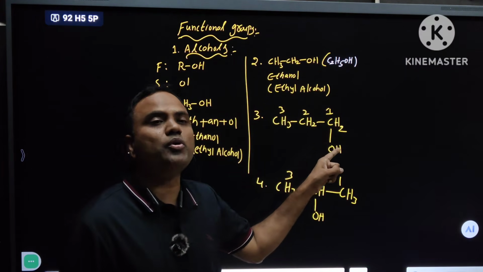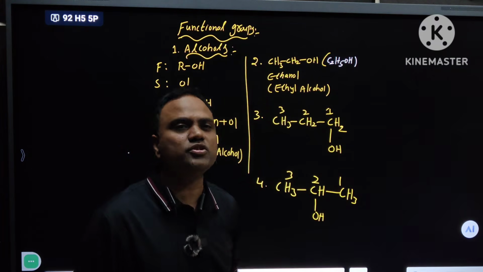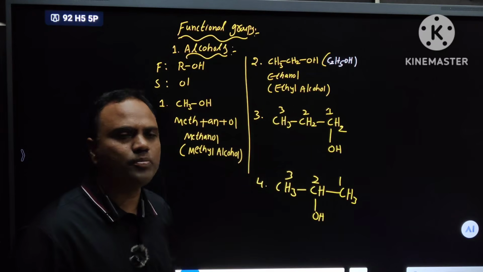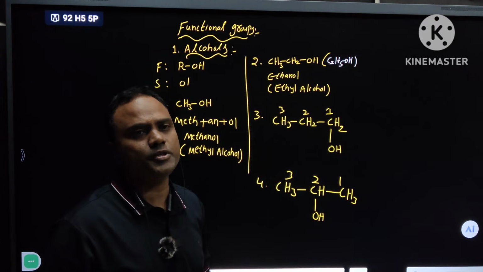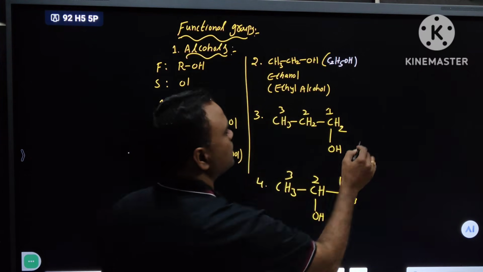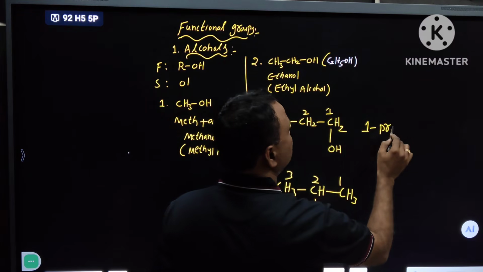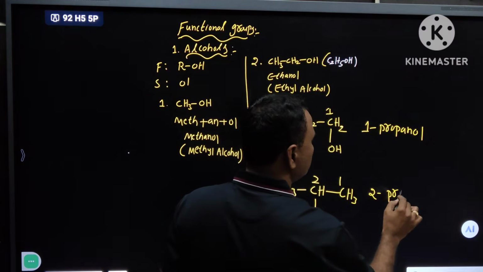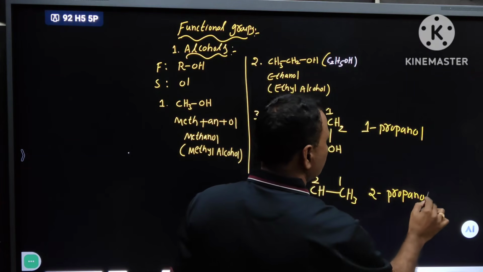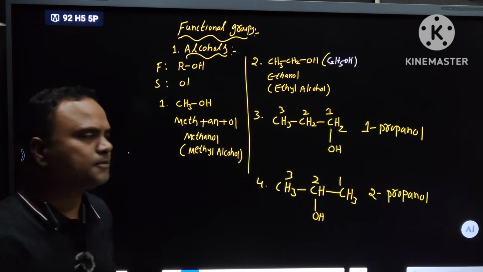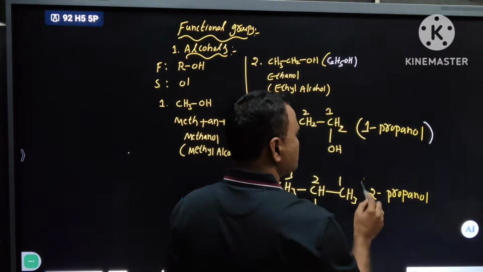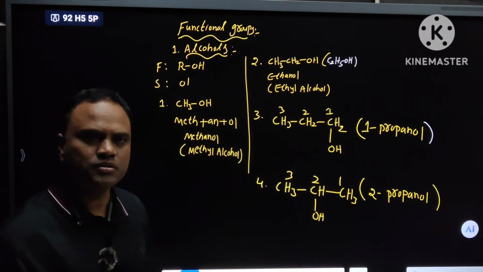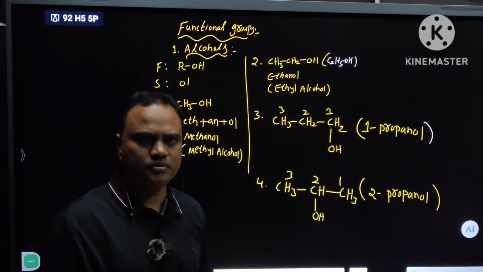Clear? This is 1-propanol. At first position OH group is present. This is 2-propanol. At second position OH group is present. What is its name? 1-propanol. Its name is 2-propanol. Clear? Any doubt in this? Are you following, both of you? Okay.